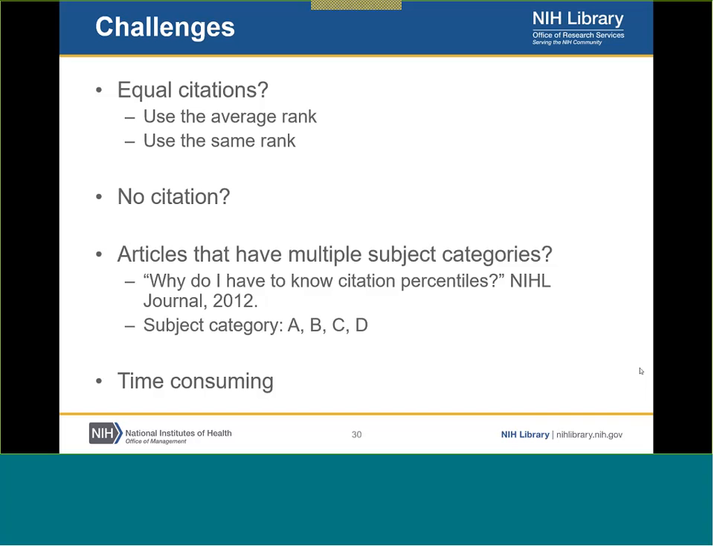And you can also imagine that if we have to do this manually, it's going to be very time-consuming. You have to pull out all of the articles, pull out all of the subject categories in their fields in a specific year, specific document type, and then do the comparison. Okay.